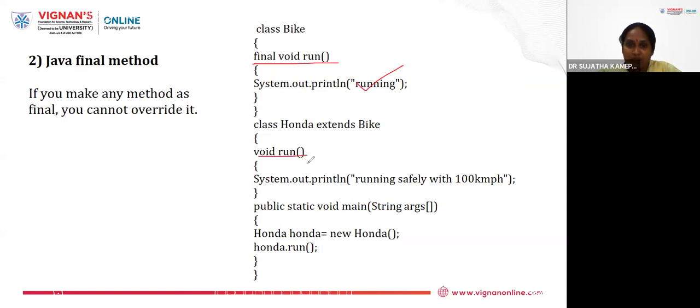Here I am writing void run again. That is, here I am doing overriding. This is a parent class, this is the child class, and I am writing the same method here. Now, if I execute this one, it shows an error. It cannot be overridden, right?